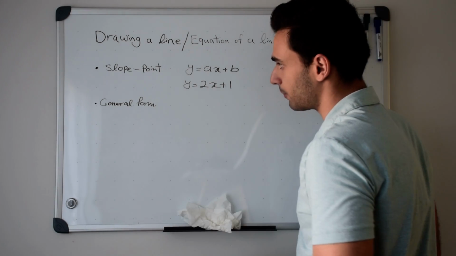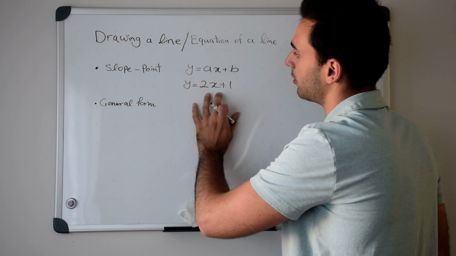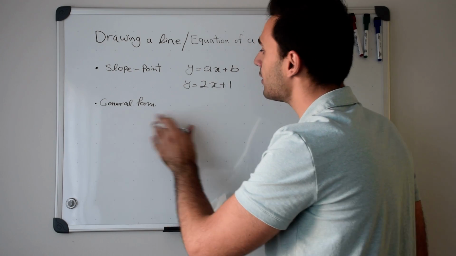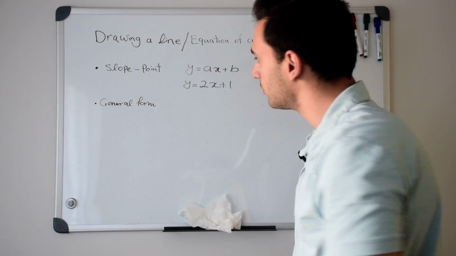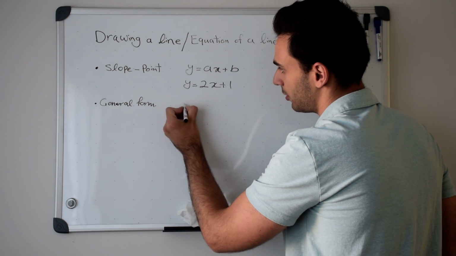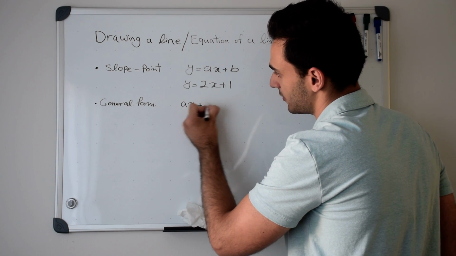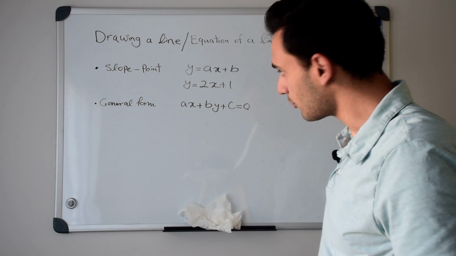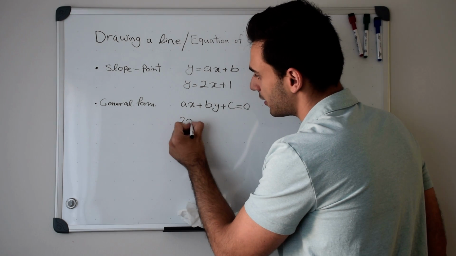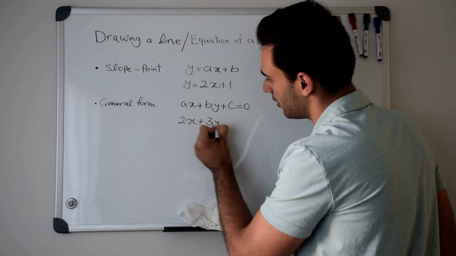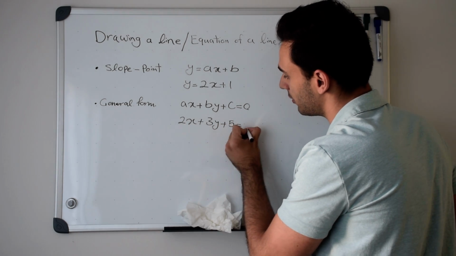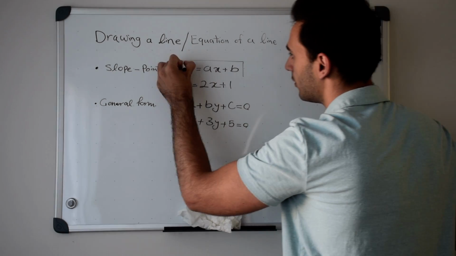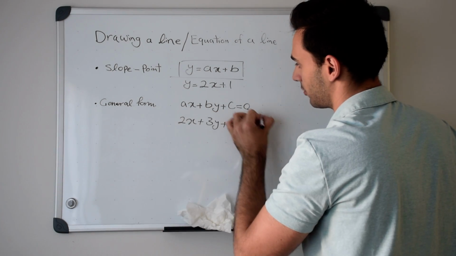And what is the general form? In general form, all of our variables and constants will go on one side. It doesn't matter left or right. And on the other side, we only have 0. In general, we can write it as ax plus by plus c equal 0. For example, 2x plus 3y plus 5 equal 0. So it's very important to understand what is a slope point form and what is a general form.